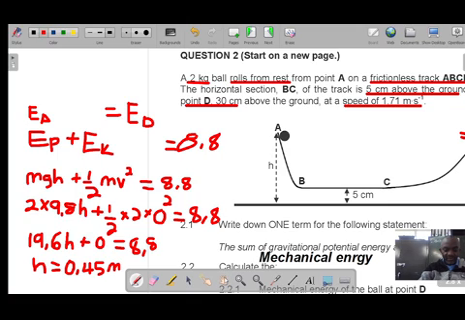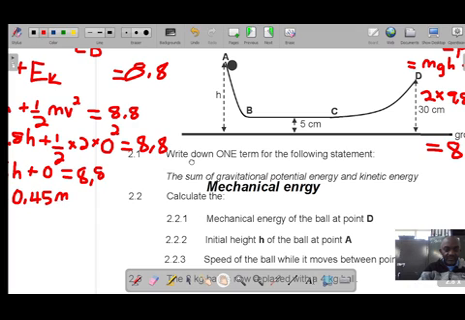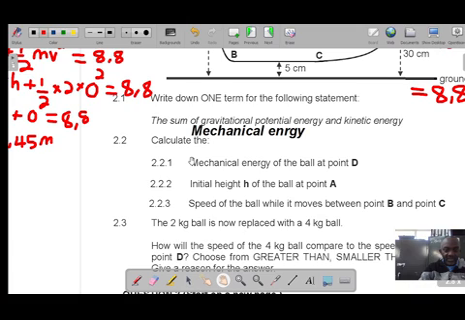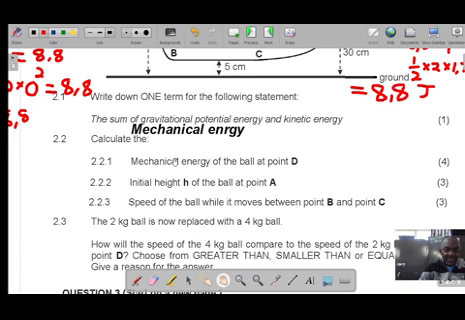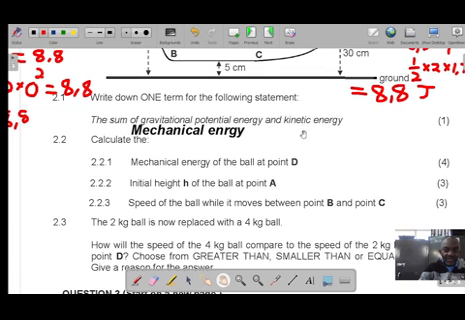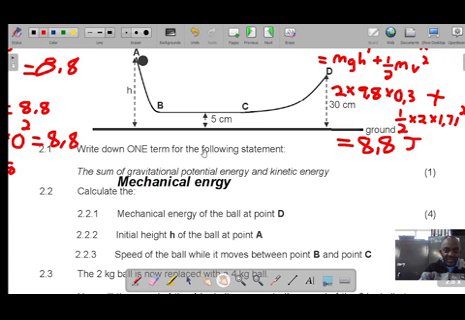Thank you so much for watching, but we have to continue. Okay, so next they said to calculate the speed of the ball while it moves between points B and C. The speed of the ball as it moves along B and C. Now, because BC is also frictionless, it means that mechanical energy along BC will be the same as mechanical energy at D, which is 8.8. So I'm going to say mechanical energy along BC equals mechanical energy at D. Why? Because the track was frictionless.